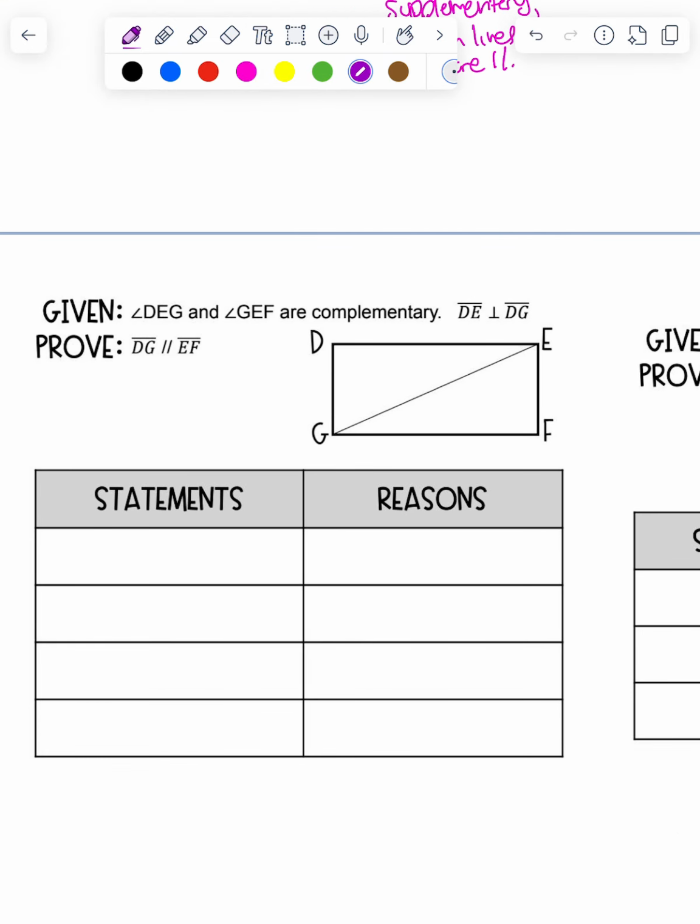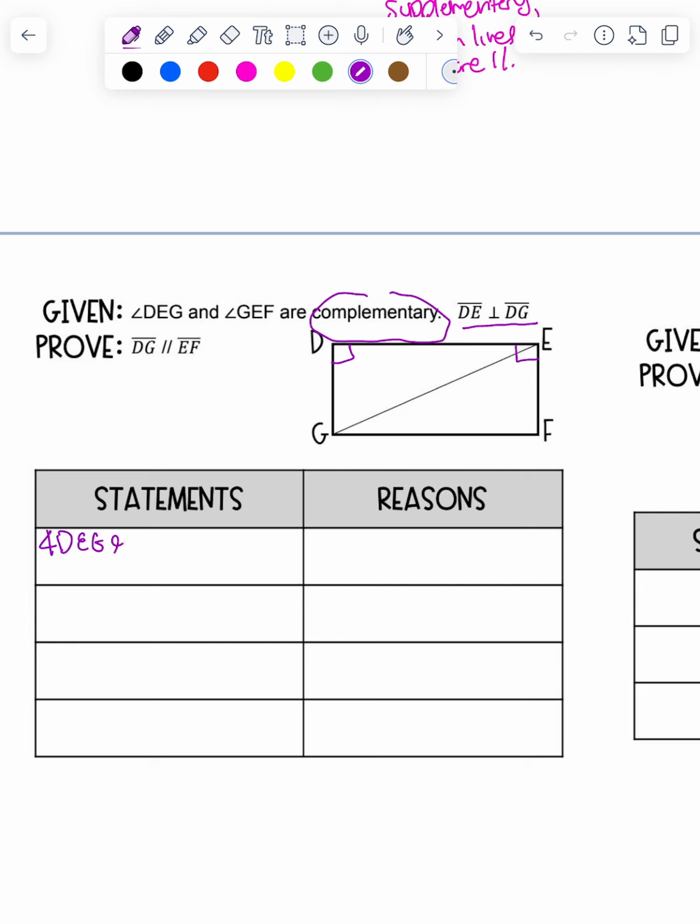Next, they're telling us that angle DEG and angle GEF, so this angle and this angle, are complementary, and that means that they form a 90-degree angle over here. And they're also telling us that DE is perpendicular to DG, which means that where DE and DG intersect, a right angle is formed as well.